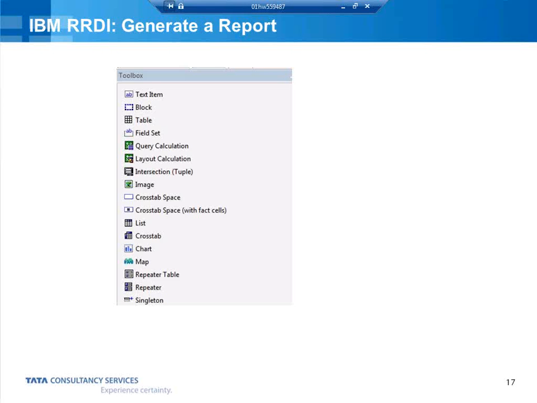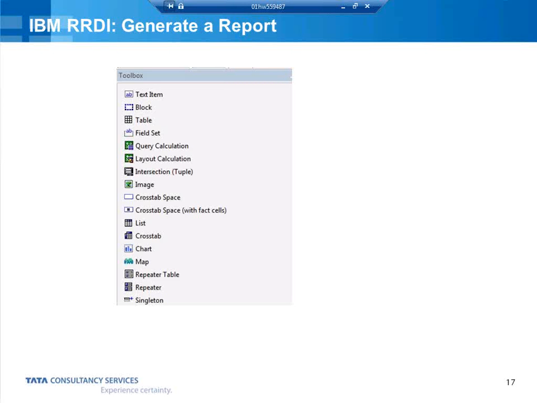In the report studio, in the vertical tab, I just have to choose the report explorer, and for me to create a report template, I would need certain things. So this is the toolbox. This is not the whole list of the toolbox. There are some more items in it.